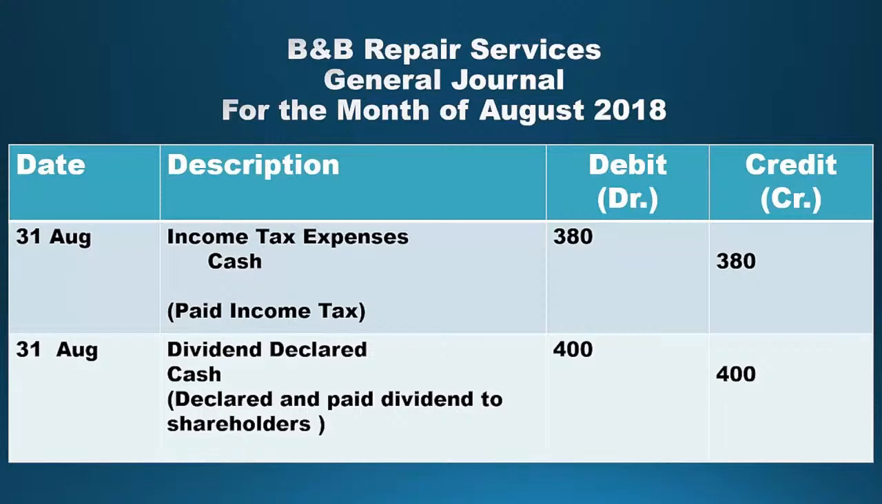Step 3. To record this, we debit dividends declared for $400 to reflect the reduction in retained earnings. Credit cash for $400 to show the payment. The narrative for this entry is declared and paid dividends to shareholders.